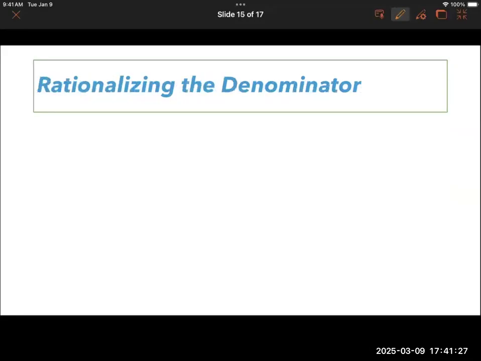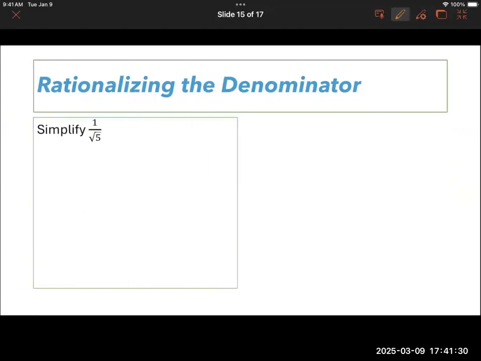Now, how do we do that? Well, it partly depends on what you start with. If you start with something like this, you have 1 over square root of 5. Our goal is to change our square root of 5 into an integer. And so we want to multiply by something that will create the square root of a perfect square. So if I'm starting with a square root of 5, I would want to multiply by a square root of 5 because that is going to give me a square root of 25, the square root of a perfect square.